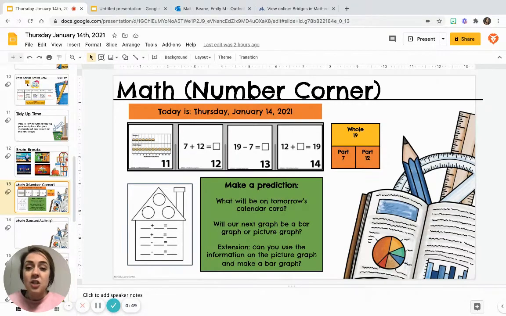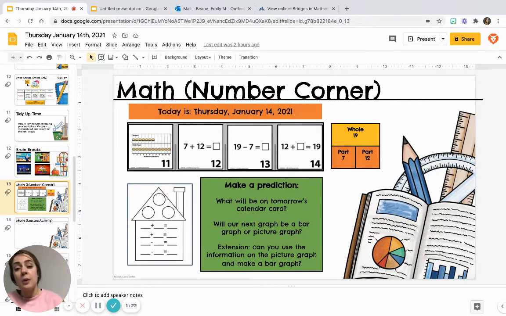And our data shows that some students have chosen burgers and some students have chosen pizza. So the number of students who have chosen burgers is our first part, and there are 7 students who have chosen burgers. And the number of students who have chosen pizza is 12, and that's our second part. And when we add those together, it makes our whole. So today's card has our second addition number sentence, which is 12 plus blank equals 19.